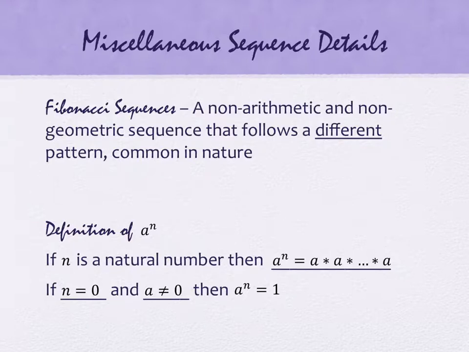Fibonacci sequences. Okay, just out of curiosity, show of hands, who's heard of Fibonacci before? I'm not going to ask you what it is, just who's heard of it. Okay, 4 or 5 of you. So a Fibonacci sequence is a non-arithmetic and non-geometric sequence that follows a different pattern, and it is very common in nature. So I'm going to write out the first few terms of the Fibonacci sequence. Those of you who said you've heard of Fibonacci before, keep quiet for a second and see if everybody can find what pattern's being done. This one takes a little bit more doing than just adding or subtracting a number every time. So let me write out the first few terms.